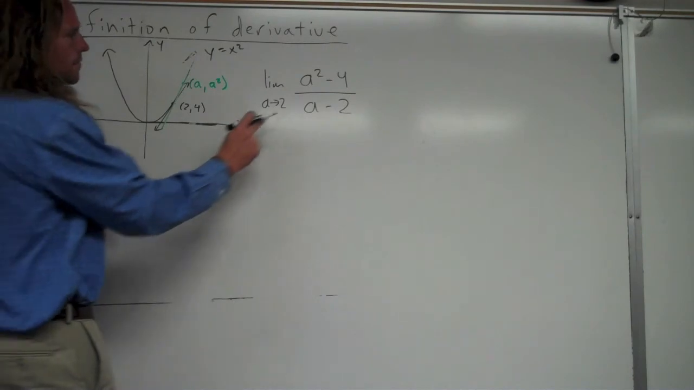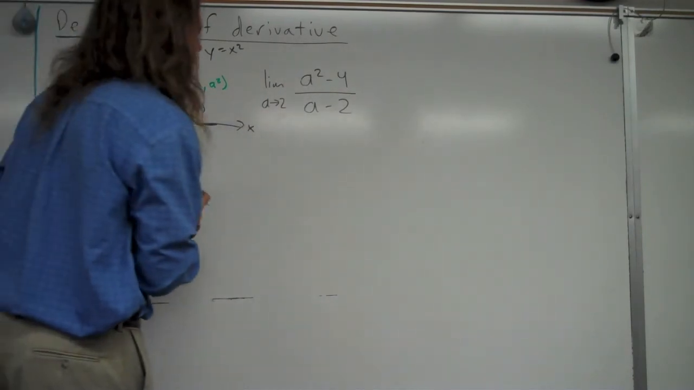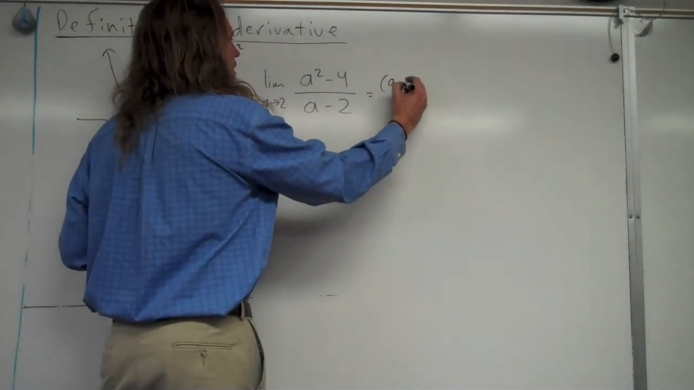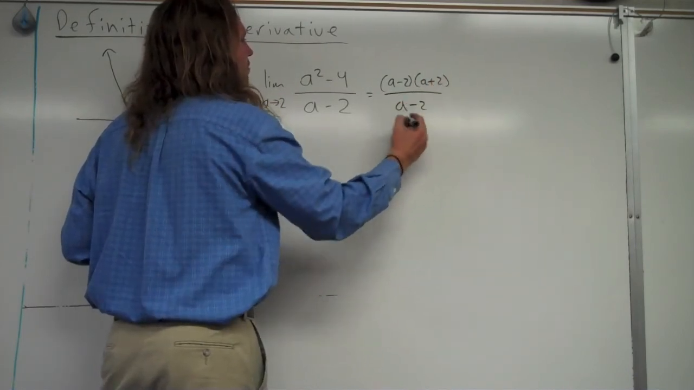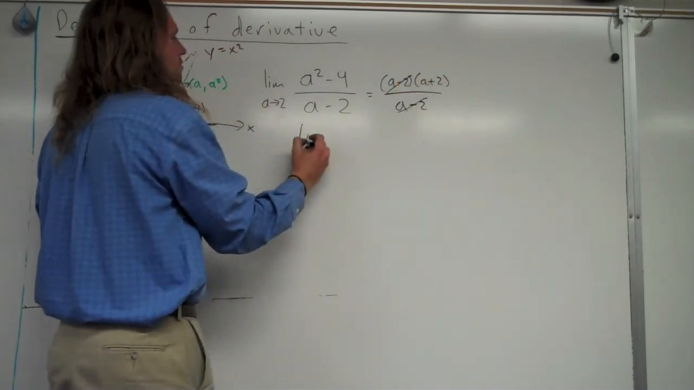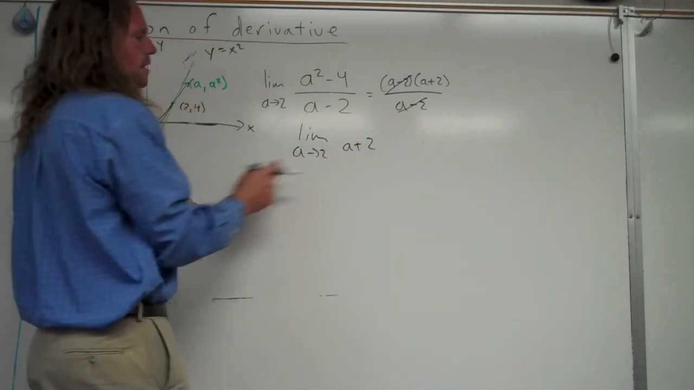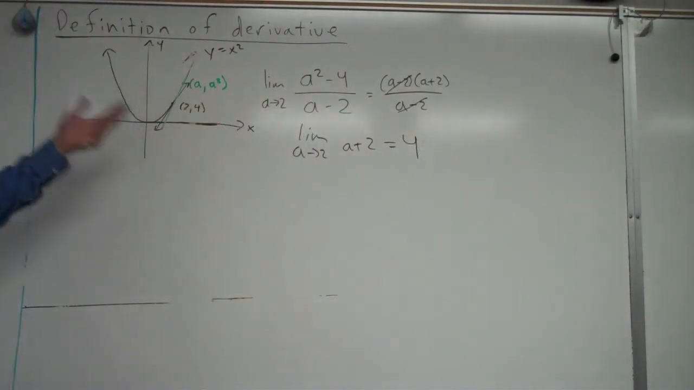Now, from your limit stuff, you can tell that if you just plug 2 in, you get 0 over 0, which tells us that we can probably manipulate, and in this case we can factor. So I will end up factoring a minus 2 times a plus 2 over a minus 2. So those are going to cancel, so it leaves me just with the limit as a approaches 2 of a plus 2. At this point I can now plug 2 in for a, and I end up getting 4. So we found that the actual slope of y equals x squared at x equals 2 is 4. Okay?